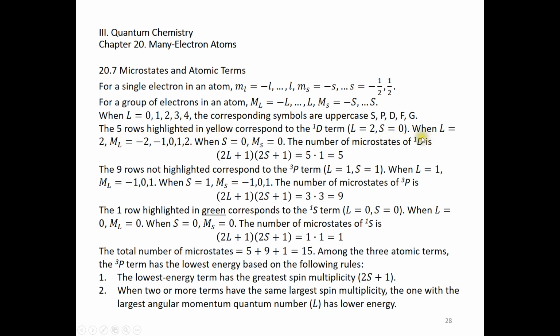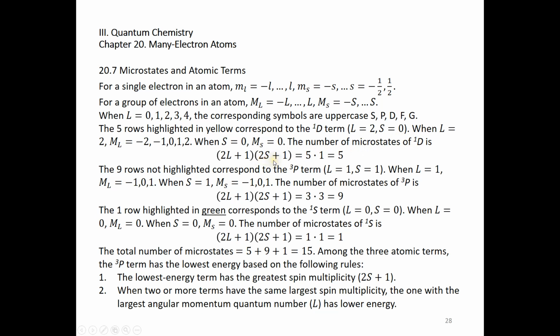And now you may ask about this superscript. This superscript over here is equal to 2S plus 1. So 2 times 0 plus 1 over here, it's just 1. The atomic term is 1D, and we have 5 microstates. The number of microstates is the multiplicity or degeneracy regarding L, times the multiplicity or degeneracy regarding S. When L is 2, we have 5 different values for M sub L. When S is 0, we have only 1 possible value for M sub S. And now we have over here 5 options times 1 option. We have 5 microstates.